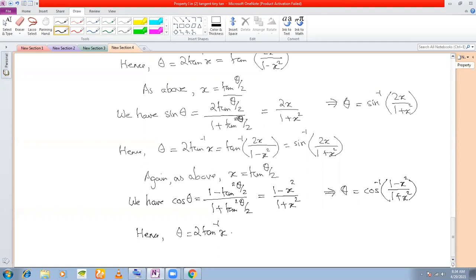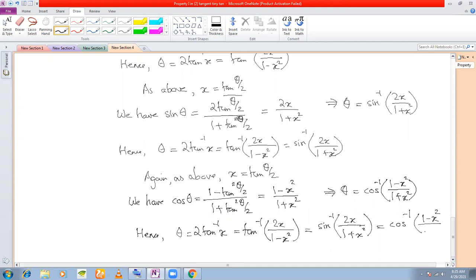We started with 2 tan inverse x. In the first part, we proved it is equal to tan inverse 2x by 1 minus x square. In the second part, we proved it is equal to sine inverse 2x by 1 plus x square. And the last part, we finished just now. We showed that theta is also equal to cos inverse of 1 minus x square by 1 plus x square. Okay. So this is how these proofs are very, very simple.